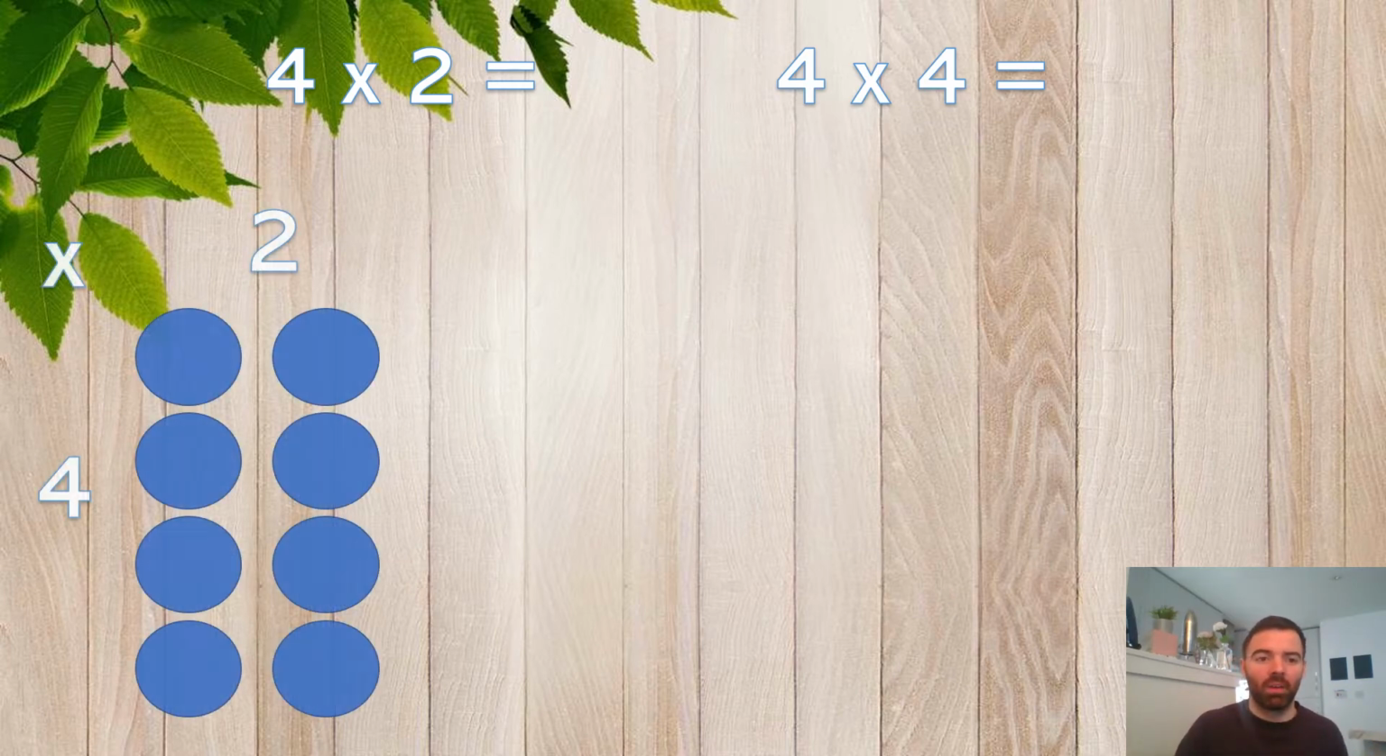So first one, I've got 4 times 2. It's 4 groups of 2. 2, 4, 6, 8. 4 times 2 is 8. We find the answer by counting up all the dots.